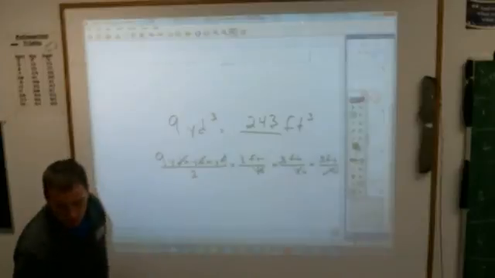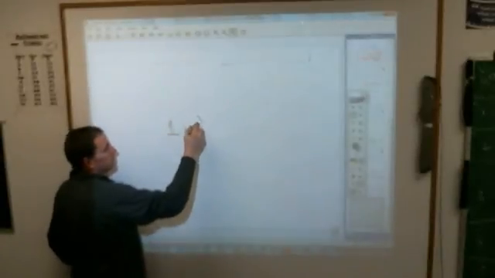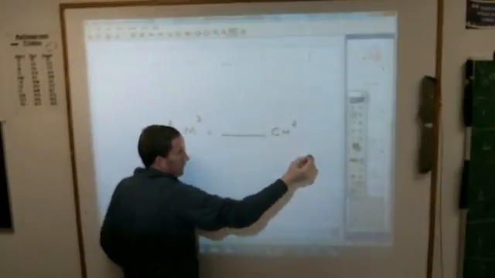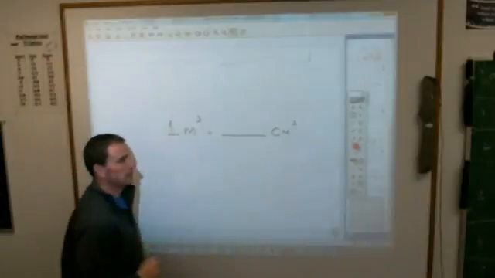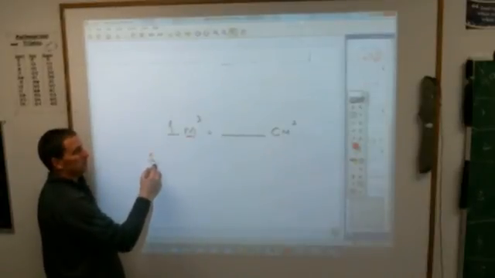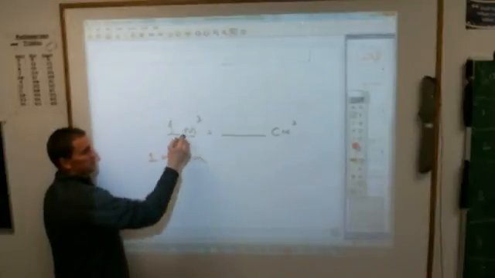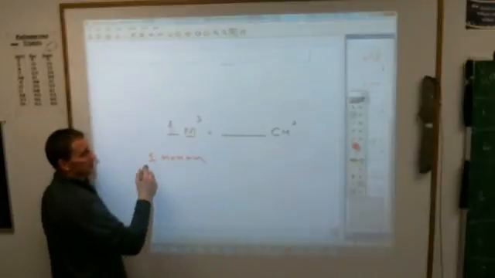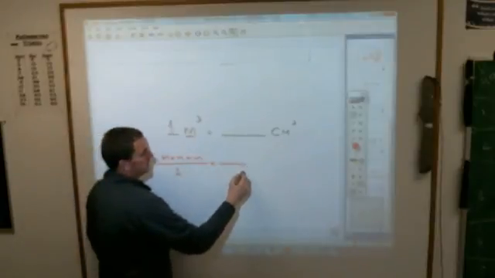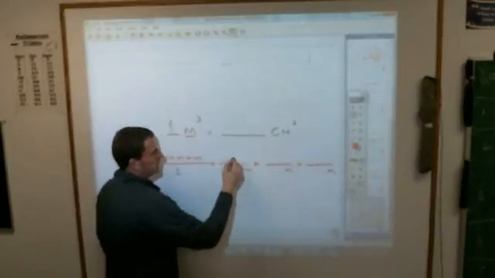Here's one. 1 meter cubed to centimeters cubed. 1 meter cubed, and I want to know how many centimeters cubed that is. Looking at the label, I need to see this on your paper. It's 1 meter times meter times meter, because that's what meter cubed is. It's not the one that gets cubed, it's just the meter. And I need to change each one of those meters into centimeters.